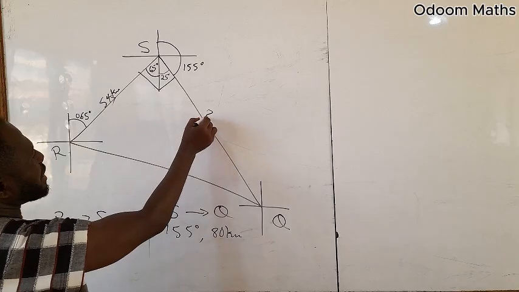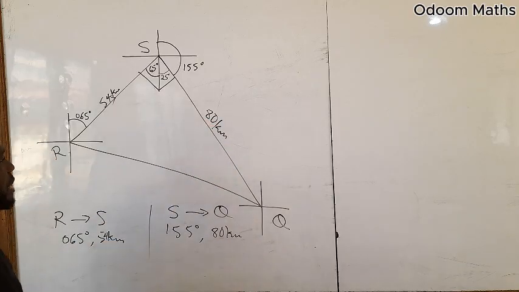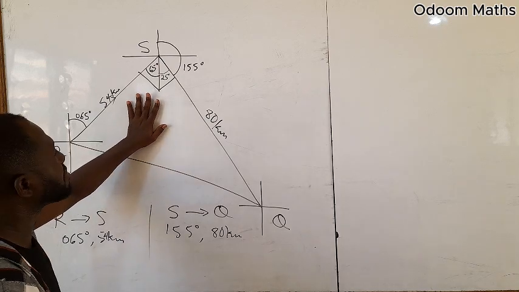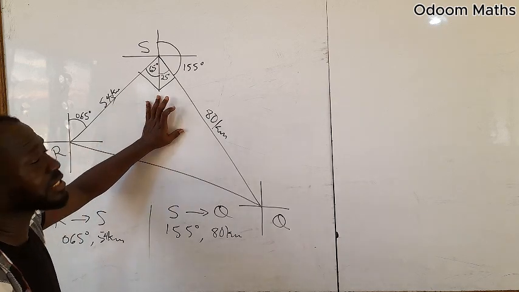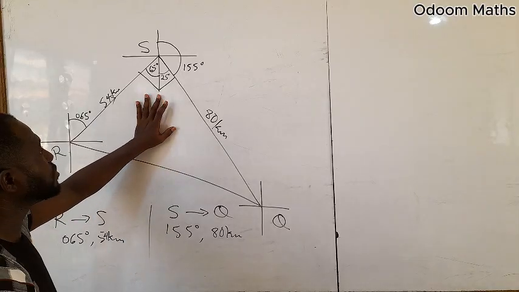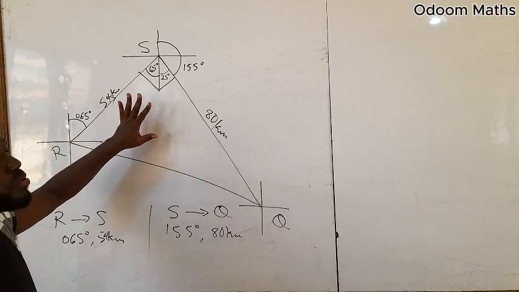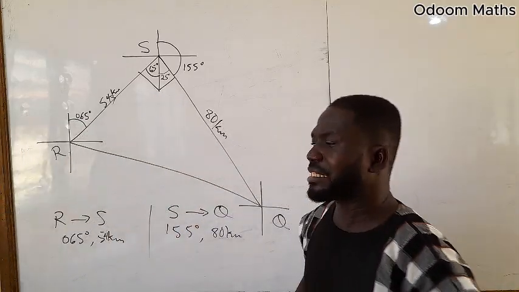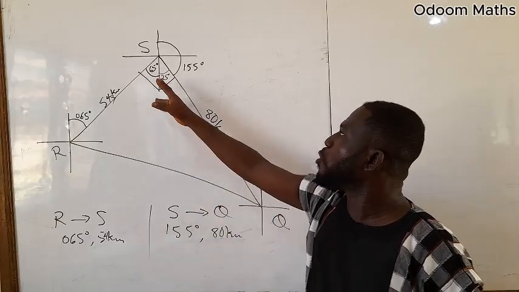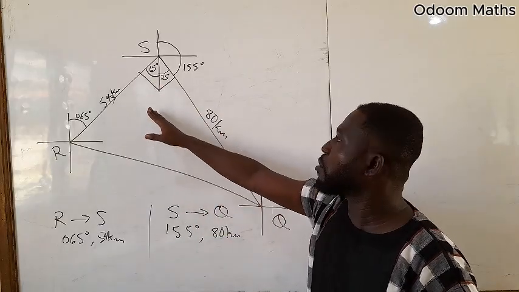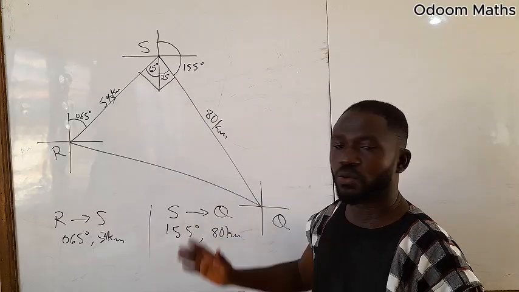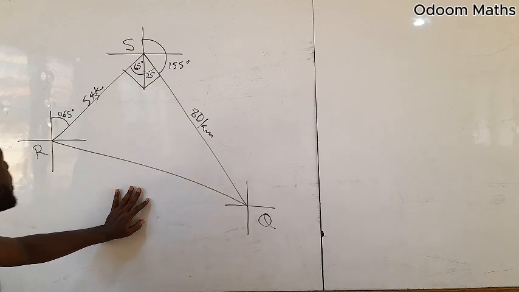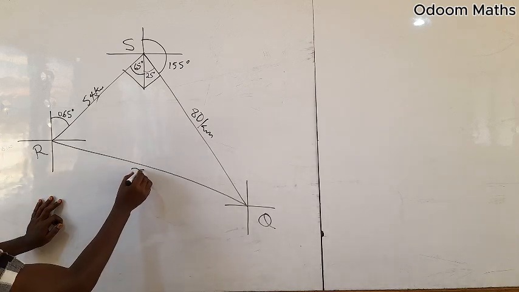Okay, now this side is 80 kilometers. So we are to find this one. Since this is a right angle triangle, we can use the Pythagoras theorem, or let me change and use another method. Because we are used to the Pythagoras theorem, I want to use another method, in the sense that when we have one interior angle more than 90, then this is how we go about solving it. I'm going to use the cosine rule. So for the cosine rule, let me call this side x.